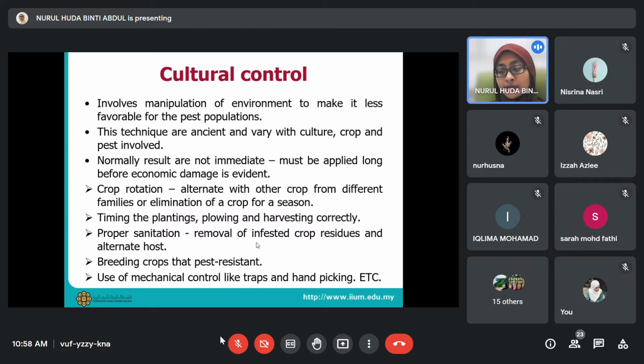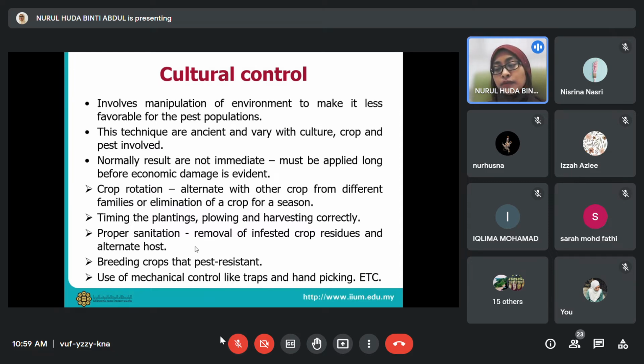Sebab tu saya kata kamu kena faham, okay, which pest yang attack certain plant and then part mana yang dia attack. So you have to understand that. And normally the result of course not immediate. Maksudnya kamu tak boleh terus dapat result compare to you use insecticide where you spray terus nampak mati, right? So for culture control you won't get the result immediately. And usually it's applied in long time before the economic damage is evidence. Maksudnya before you start planting, okay, maksudnya sebelum kamu start penanaman pun, usually people start with cultural control, okay, first.